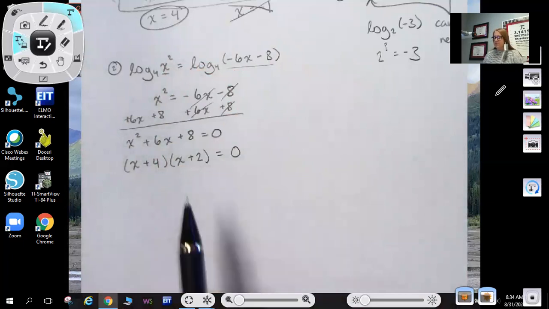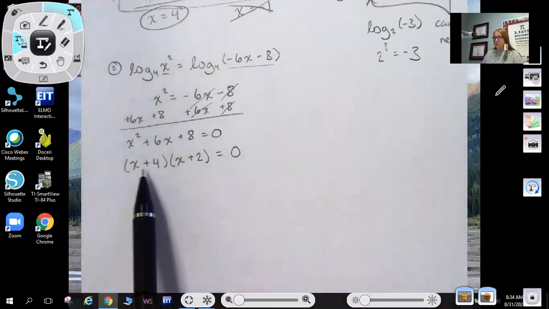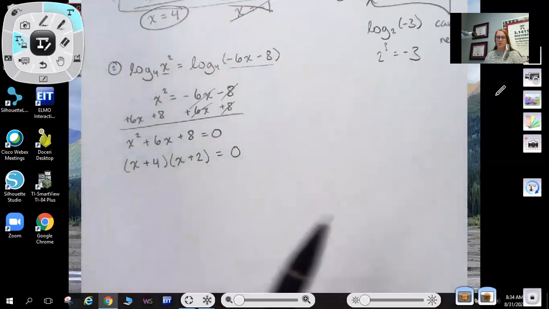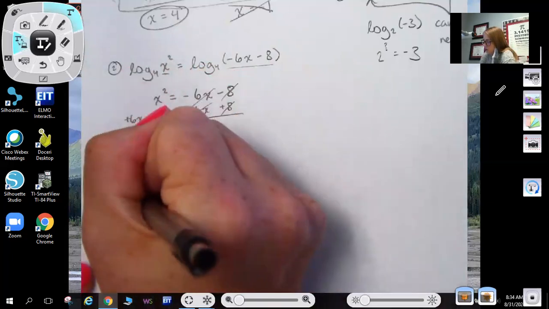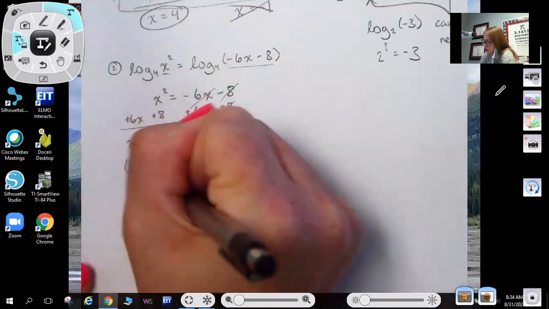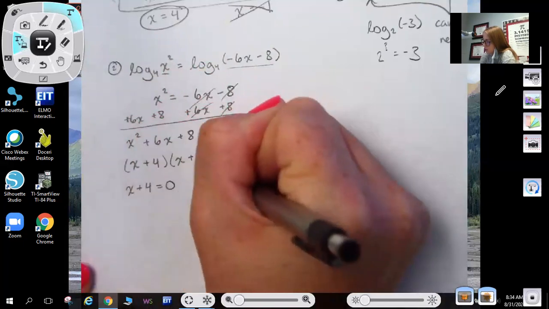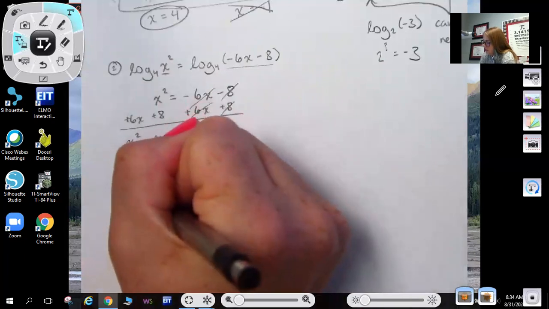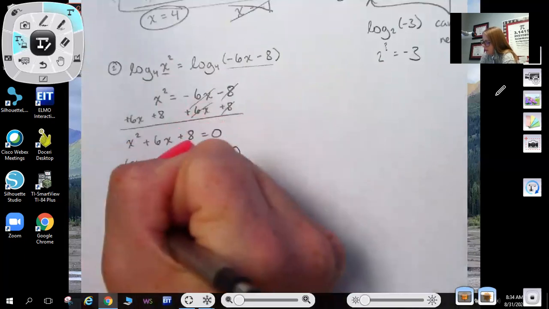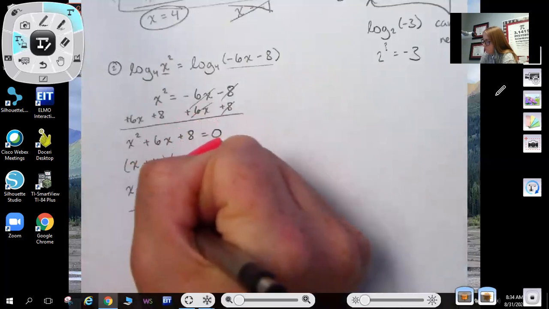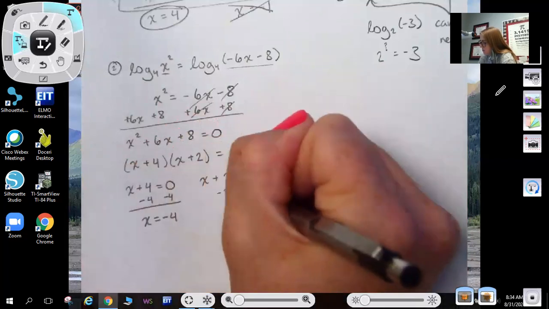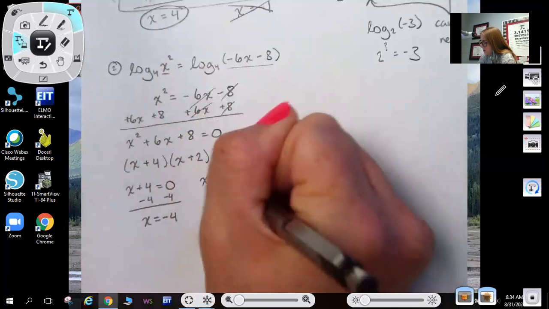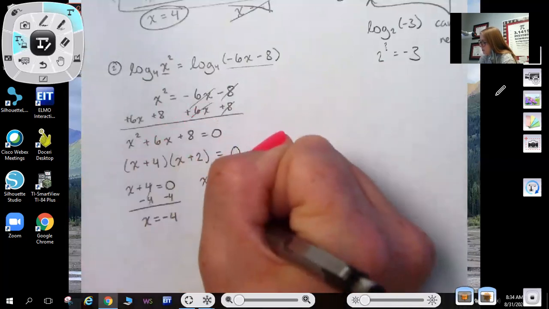So you can skip some steps and just go straight to x equals -4, x equals -2. Or if you want to do these extra steps, that's fine. Set each factor equal to 0 separately, and then solve for x. So subtract 4 from both sides. That's what gives us x equals -4. Subtract 2 from both sides here. That's what gives us x equals -2.